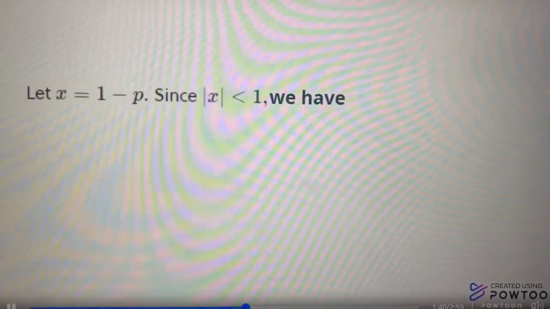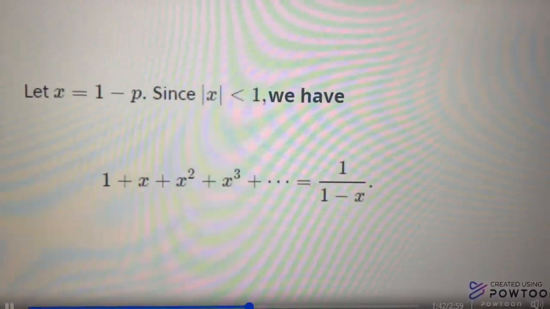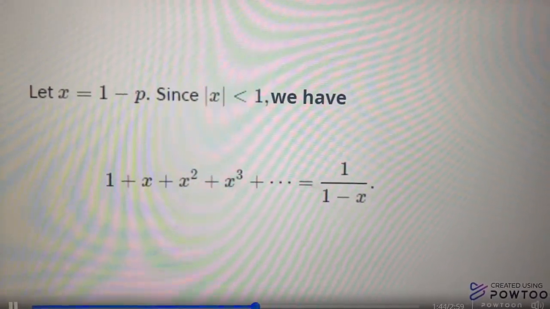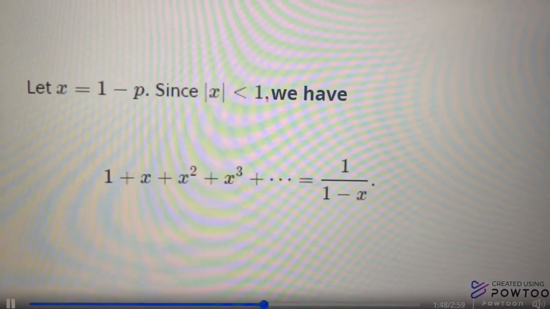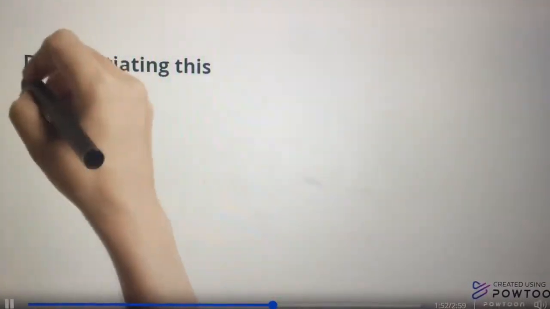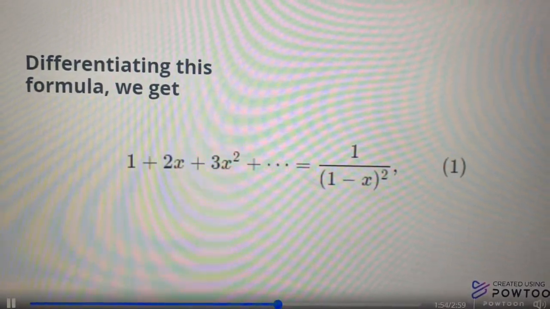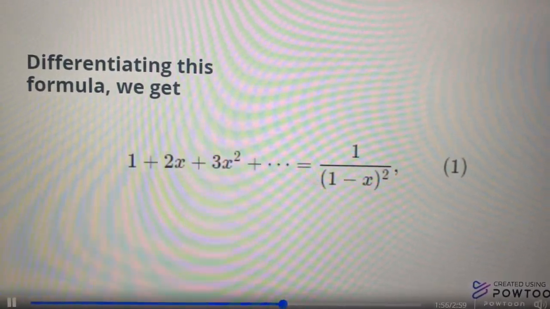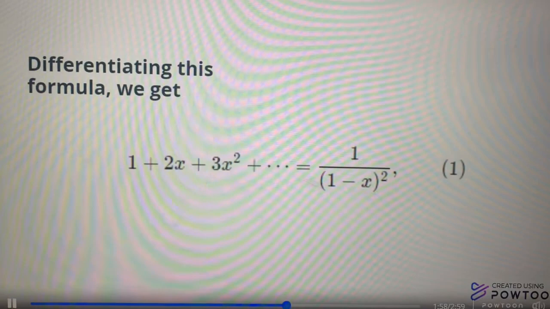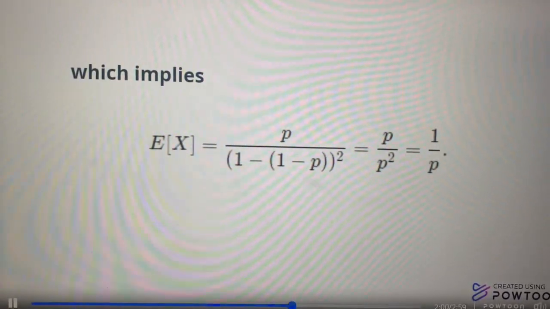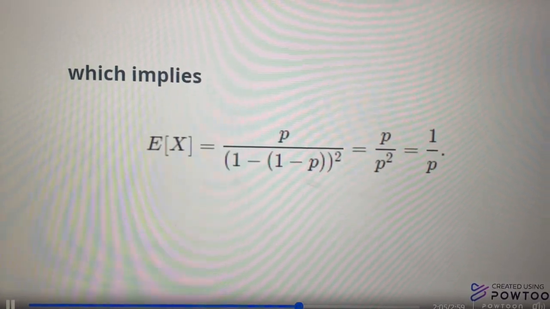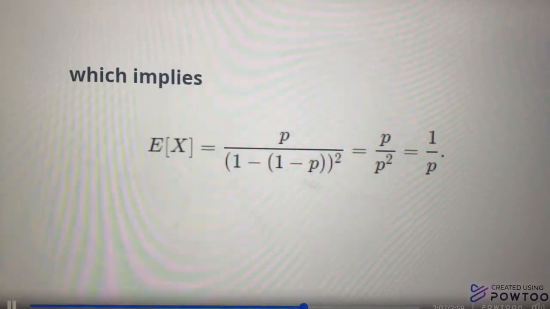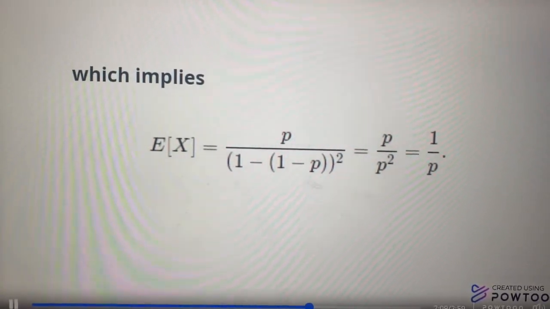Let x equal 1 minus p. Since the sum of x to the power of k is 1 over (1 minus x), we have 1 plus x plus x squared plus x cubed plus and so on equals 1 over (1 minus x). Differentiating this formula, we get 1 plus 2x plus 3x squared plus and so on equals 1 over (1 minus x) squared. We apply x equals 1 minus p, so E[x] equals p over (1 minus (1 minus p)) squared equals p over p squared.